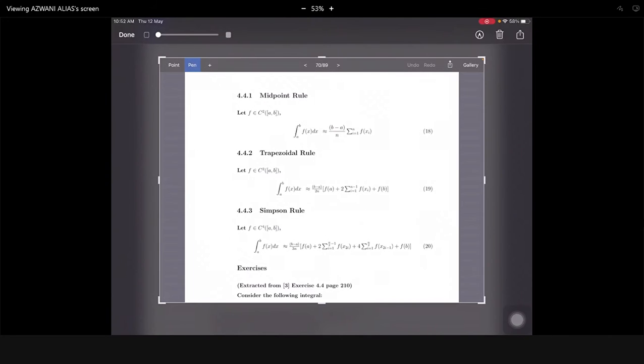Saya kecil sangat ruangan nak tulis ni. Saya copy dulu sekejap.